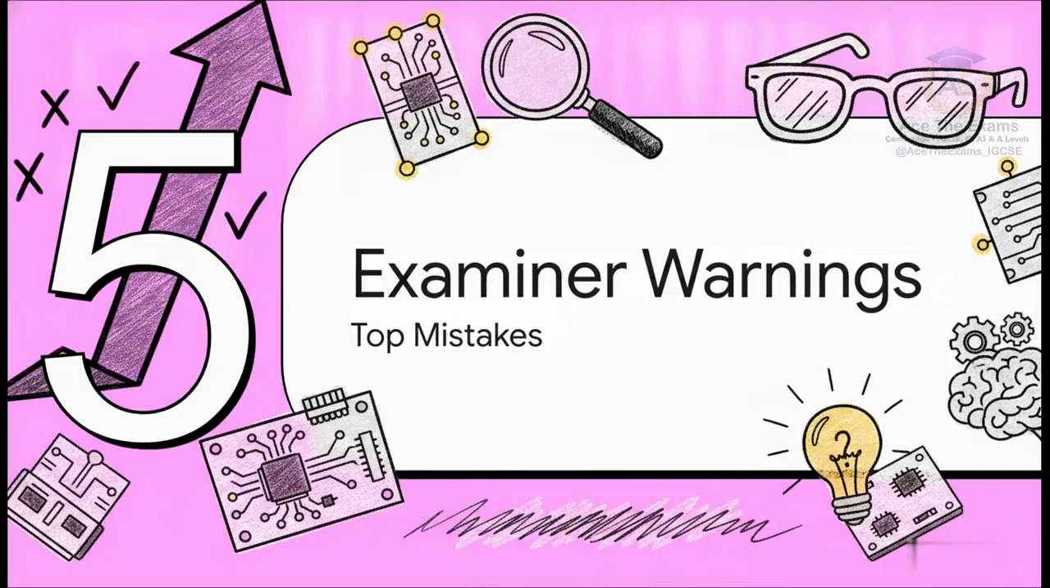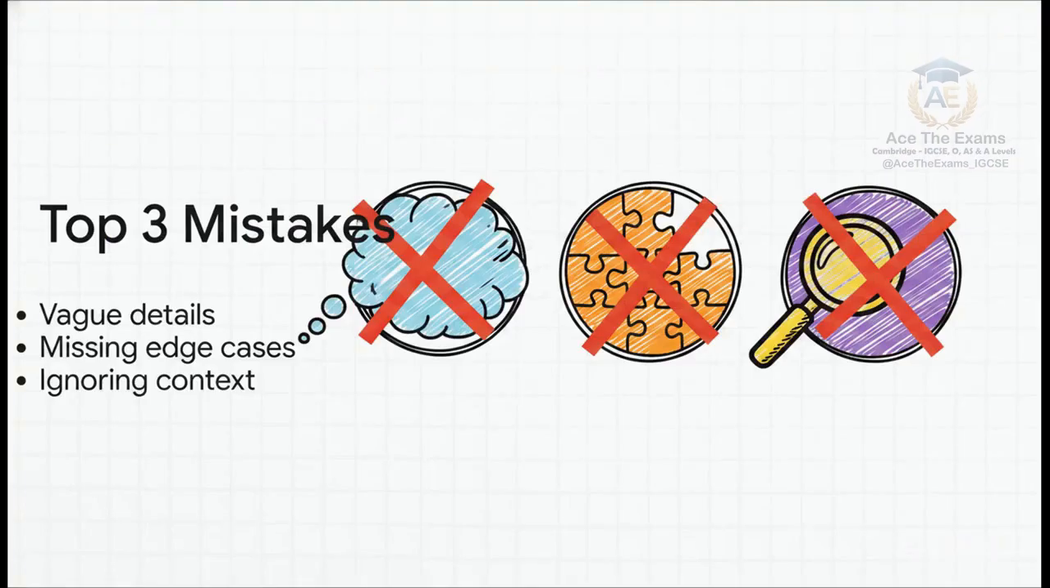Section 5. Top Examiner Warnings. We are now looking at the insider scoop. According to the principal examiners themselves, here are the top 3 mistakes students make year after year. Number 1, providing vague details that completely lack technical depth. Number 2, entirely forgetting to consider boundary conditions in edge cases. And number 3, and this is the most fatal error of all, ignoring the specific context given in the question.